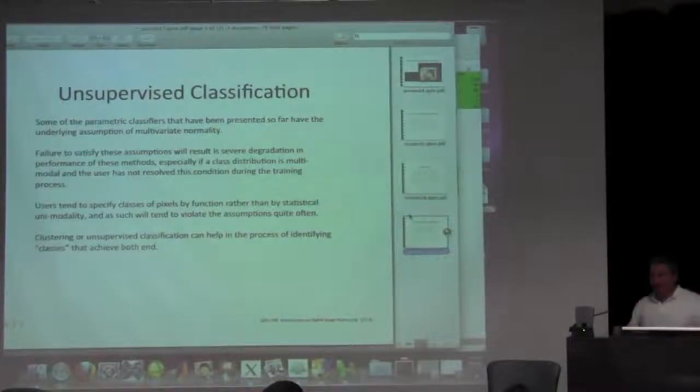And you'll go through and you'll pick those. That's a very hard thing to do, right? And you'll always be wrong. You're always going to pick less than there's actually in the scene. So unsupervised classification helps you get past that.